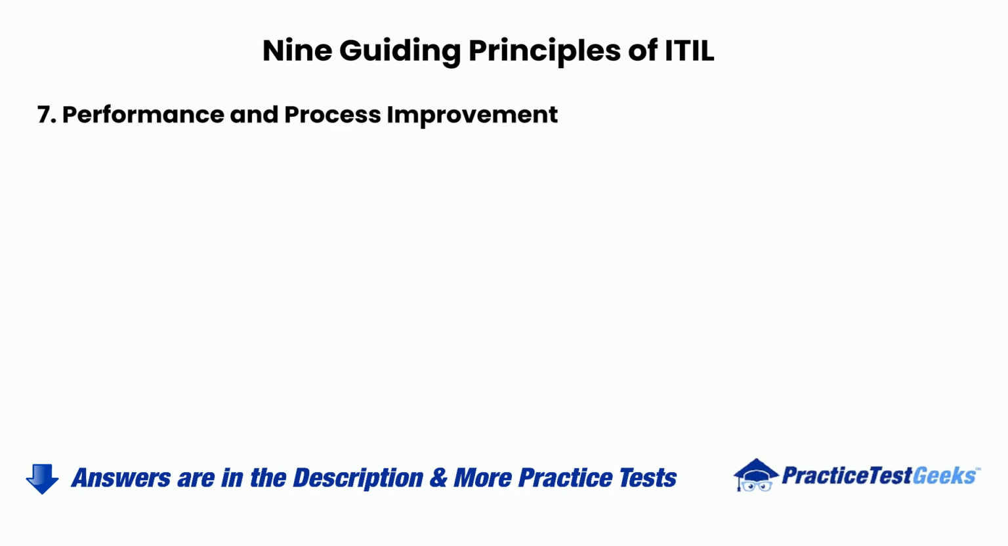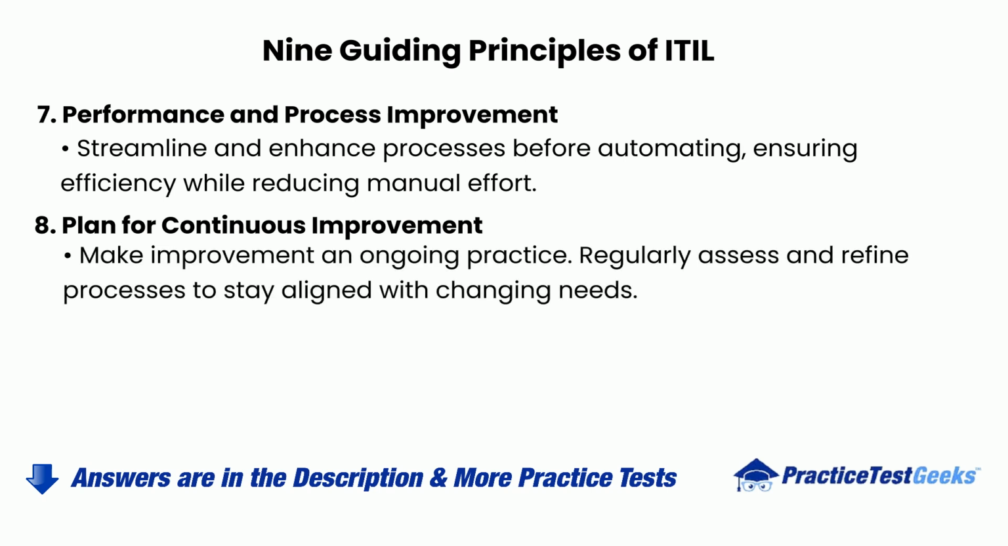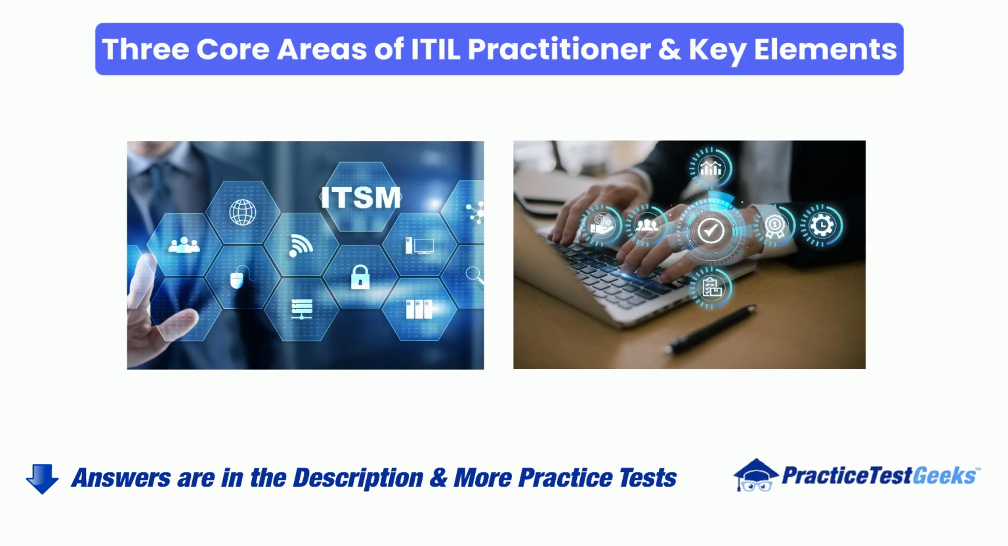7. Optimize and automate. Streamline and enhance processes before automating, ensuring efficiency while reducing manual effort. 8. Plan for continuous improvement. Make improvement an ongoing practice. Regularly assess and refine processes to stay aligned with changing needs. 9. Design for experience. Ensure that services and processes are designed with the user experience in mind, focusing on ease of use and satisfaction. 3 core areas of ITIL practitioner and key elements.